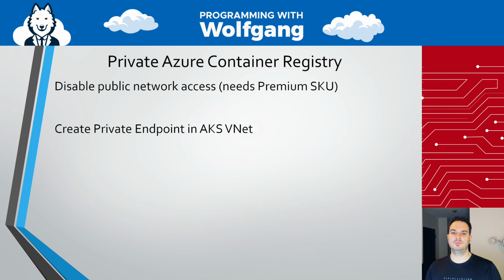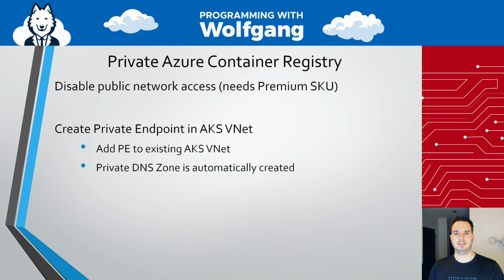And once we have this, we have two options. Either we create the private endpoint in the same VNet as our Kubernetes cluster, or we use a different VNet. So let's first take a look at creating the private endpoint in the AKS VNet. So we create the private endpoint and attach it to the AKS VNet. Creating the private endpoint automatically also creates a private DNS zone and configures the DNS zone with the private endpoint. And that's already everything we have to do.